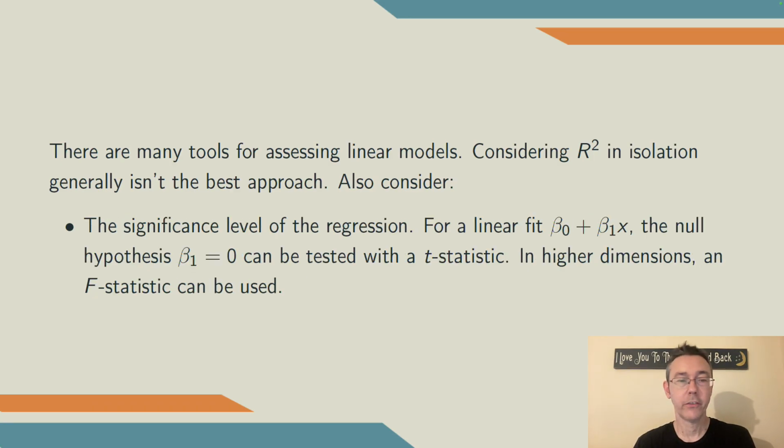Another useful way for assessing a regression model is by looking at the significance level of the regression. If you have just a single explanatory variable, so your model has the form beta naught plus beta 1 x, you can test the null hypothesis that the slope term is 0 just with a test statistic. There you're considering whether the slope of that regression line is truly 0 or not in the larger population from which your sample is taken. In other words, if there is a linear relationship between those two variables. In higher dimensions, you can use an F statistic to test whether there's a linear relationship as a whole between your explanatory variables and your response variable.